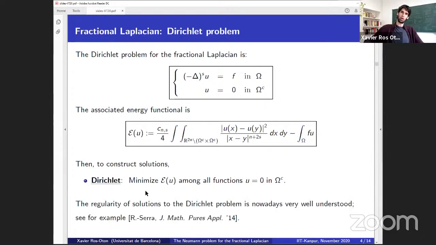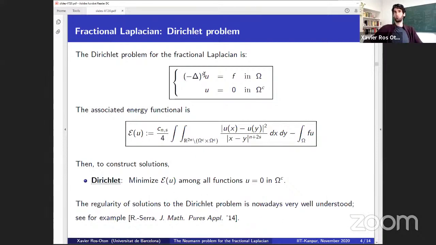And then the regularity of solutions to the Dirichlet problem is nowadays very well understood. There are many, many works, but I will refer to one joint work of myself with Joaquim Serra, published in 2014. Basically we proved the optimal Holder regularity of solutions plus some finer regularity that goes beyond that in terms of the distance to the boundary. I will not enter into details. I will just say that the regularity of solutions is very well understood. And the main problem here is the boundary regularity.